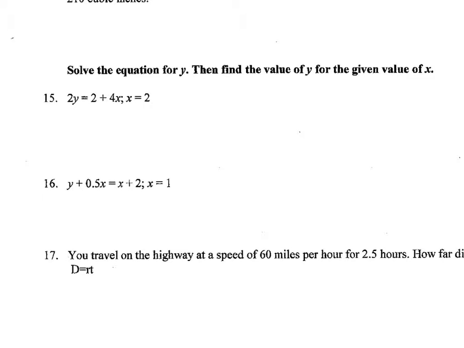Okay, 15 and 16. The first step is you want to solve this for y. The 2y equals 2 plus 4x. Solve this for y in each of these. Get y by itself. Then plug the 2 in for the x, and find the value of y in each one. So first solve for y in both of these, then plug in this value of x right here. Plug it in for x and solve and see what is the value of y.